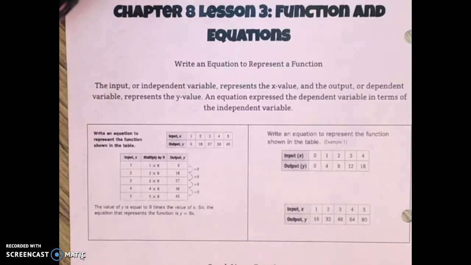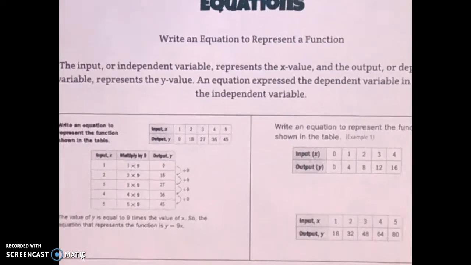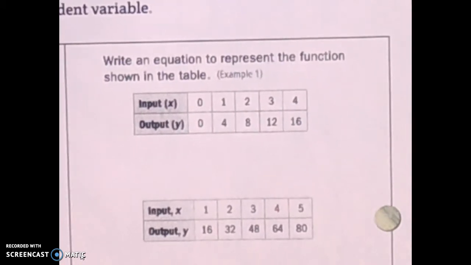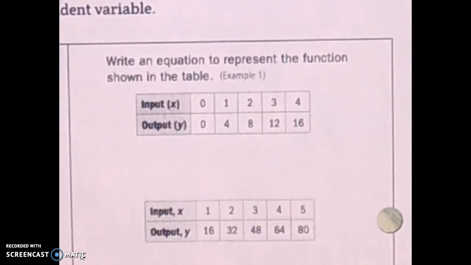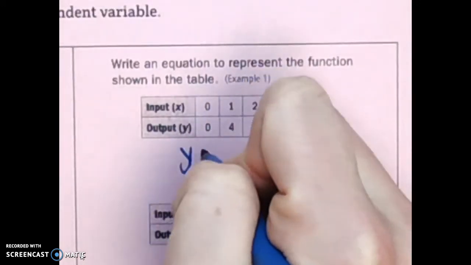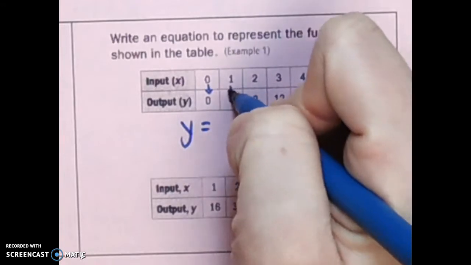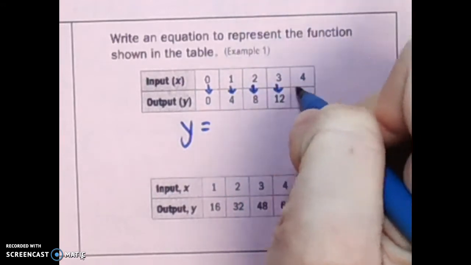So let's take a look over here. We're just going to go right over here. The stuff on the left, that can be so if you can't read your handwriting later. We're going to write an equation to represent the function shown in the table. So you're always going to start with y equals, and then we're going to figure out how to get from the top to the bottom.